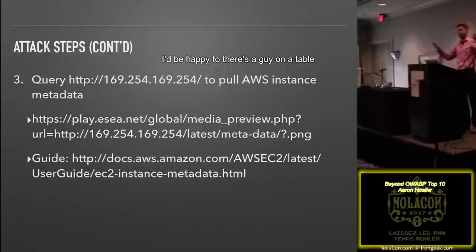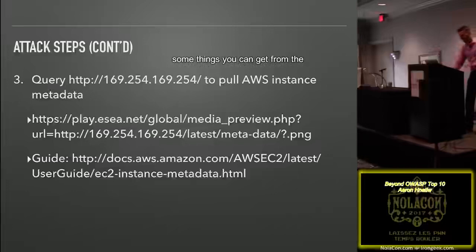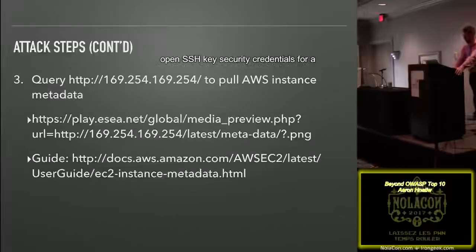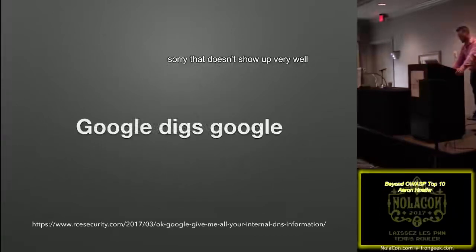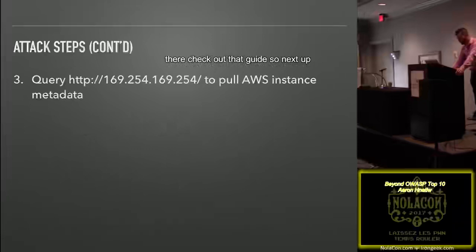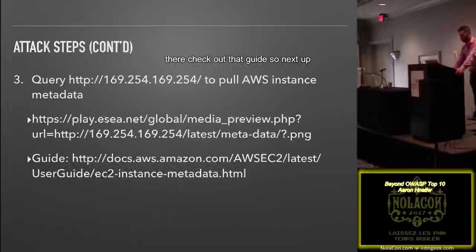I'd be happy to. There's a guide on AWS about instance metadata. Examples of things you can get from the metadata are AMI ID, reservation ID, local hostname, public keys, OpenSSH key, security credentials for a specific role, security groups, user data. There's a lot. So if you're running an AWS instance, be aware of it. There's the URL for the actual issue. Sorry, that doesn't show up very well. There, check out that guide.